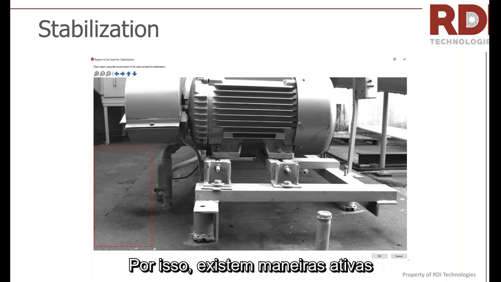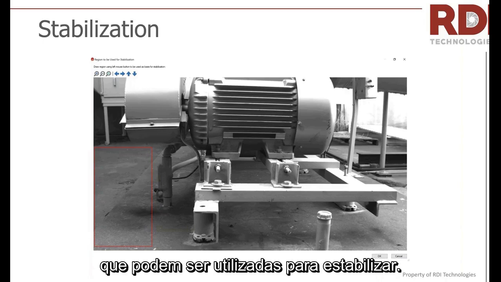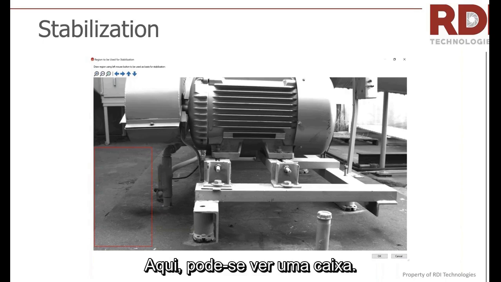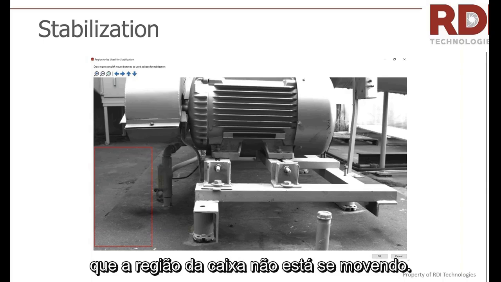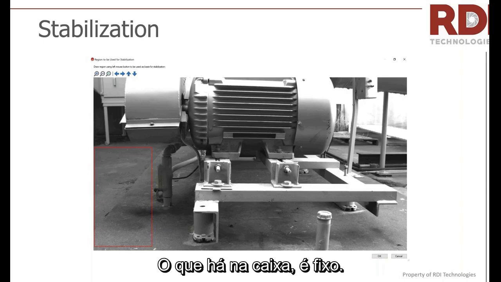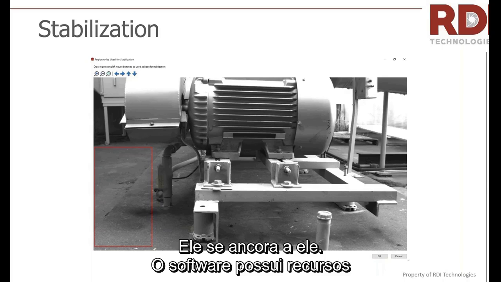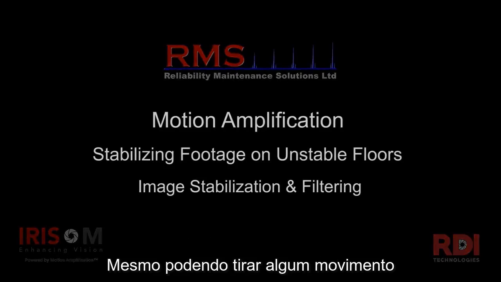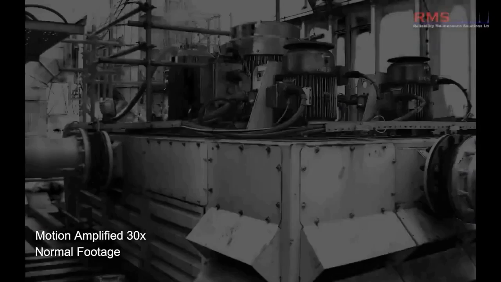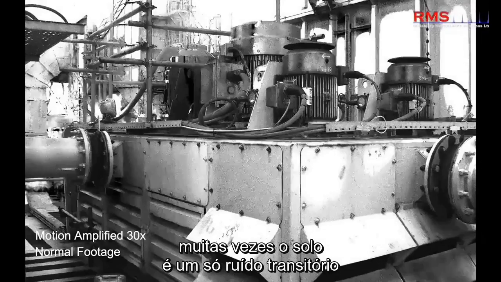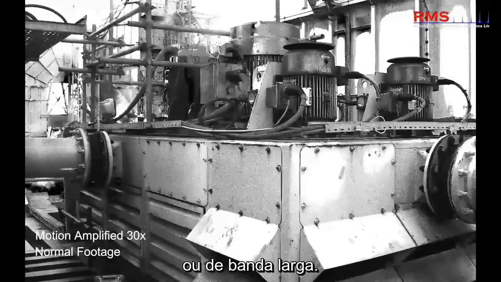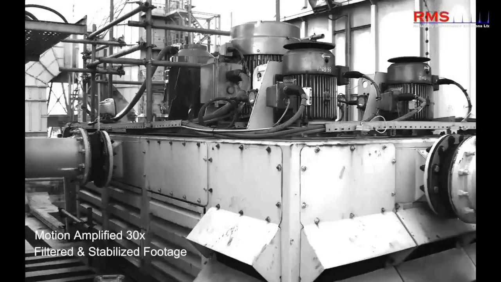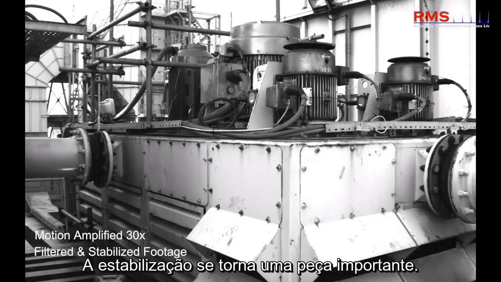And so there's active ways that you can go in and stabilize. So here you can see this box, and I'm telling that software that box is not moving. What's in that box? That's the ground. And it anchors to that. So it has built-in capabilities, and that's important because even though you can filter out some motion with frequencies, lots of times the ground is a complete transient or broadband noise, and you really need stabilization, which becomes an important piece.